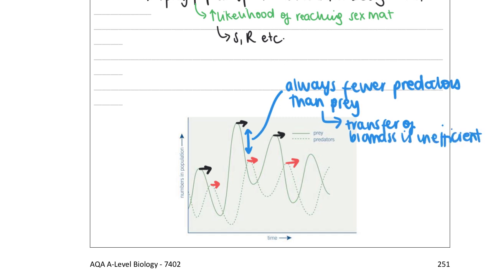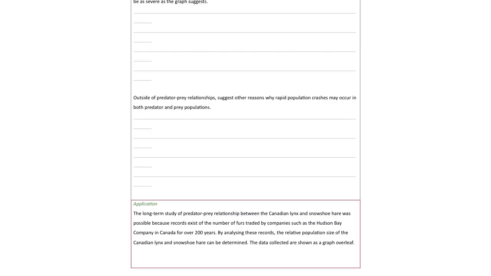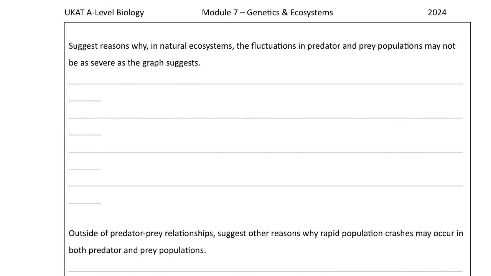And as a result, the carrying capacity of your ecosystem, of your environment, is reduced for those predators because they're never going to have as much energy from those prey organisms as you expect them to have. But thankfully, in nature, our populations aren't this reliant on each other. So now we're thinking about why, in natural ecosystems, the fluctuations in predator and prey populations may not be as severe as the graph suggests.